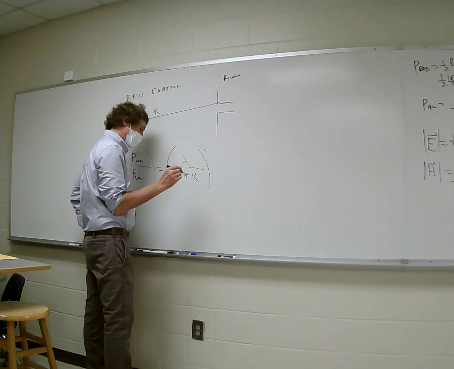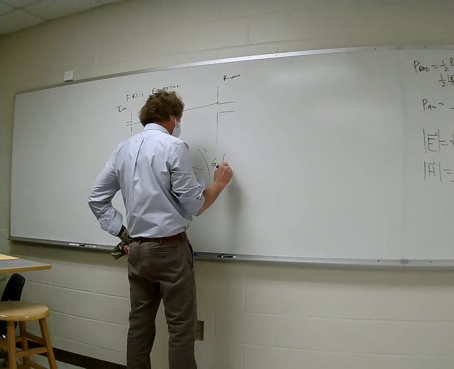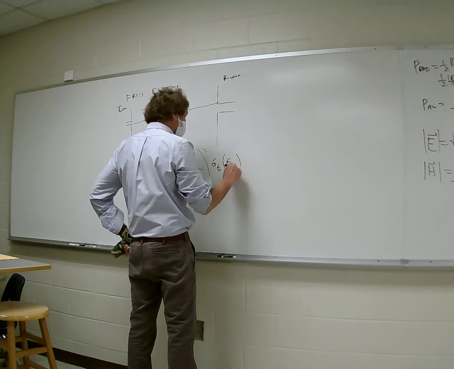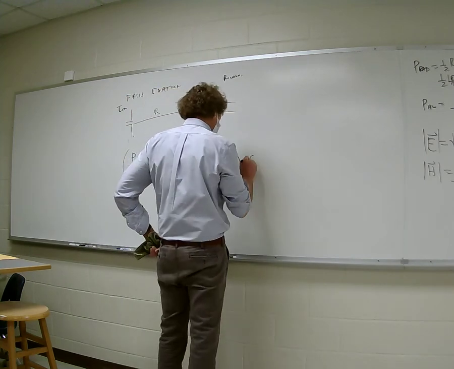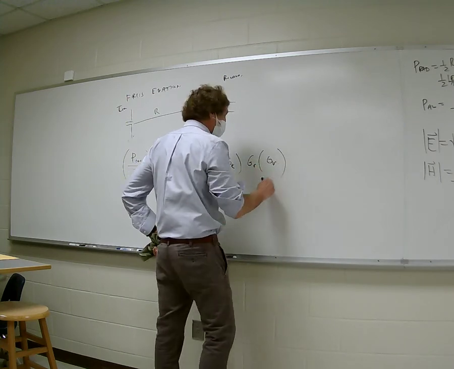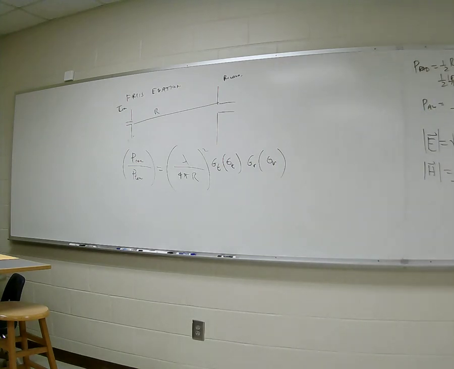Let me explain where that came from. Times gain of the transmitter, and that's going to be a function of the angle of the transmitter with the radius vector, times gain of the receiver. And it'll be a function of the angle of the receiver. I got one more thing to tell you. Now how did I get that?